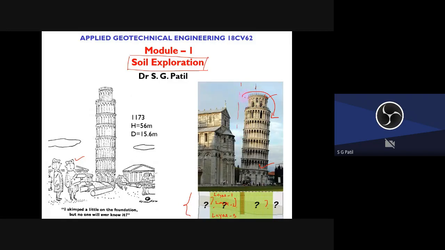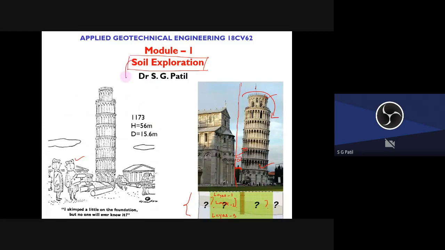The leaning is approximately around 5 degrees. Due to this 5 degree leaning, the stresses will be more on one side, and there may also be cracks and other problems you may experience in the structure. So to avoid this kind of structure, we should do soil exploration properly.